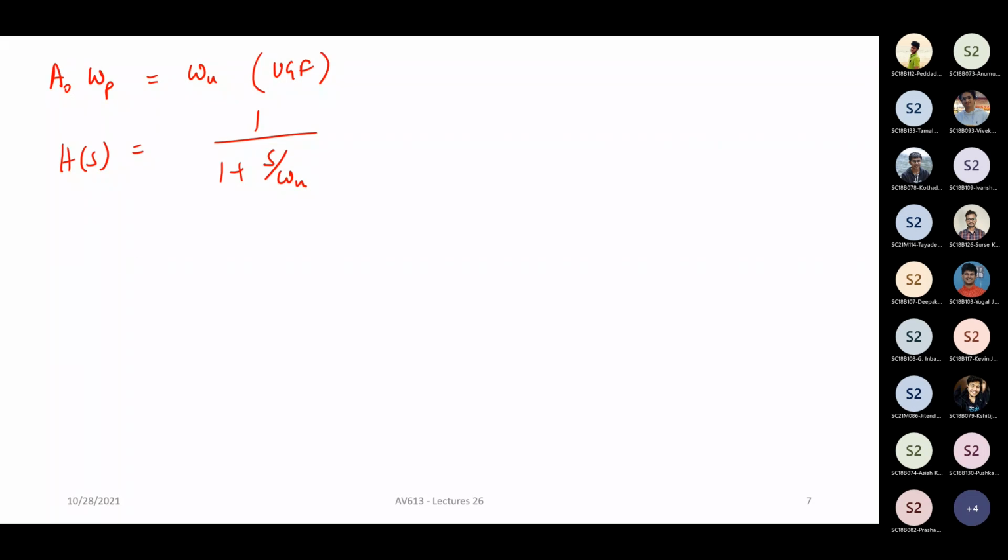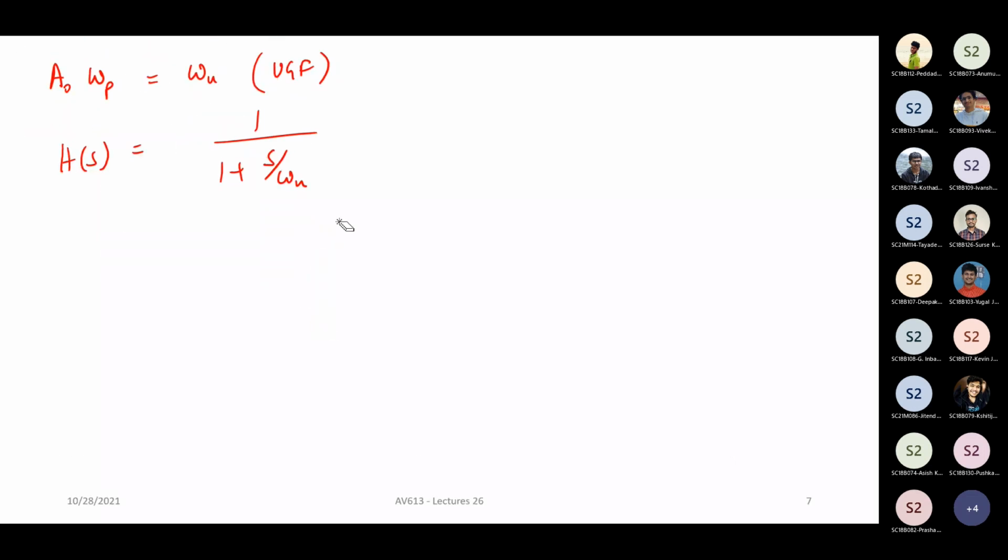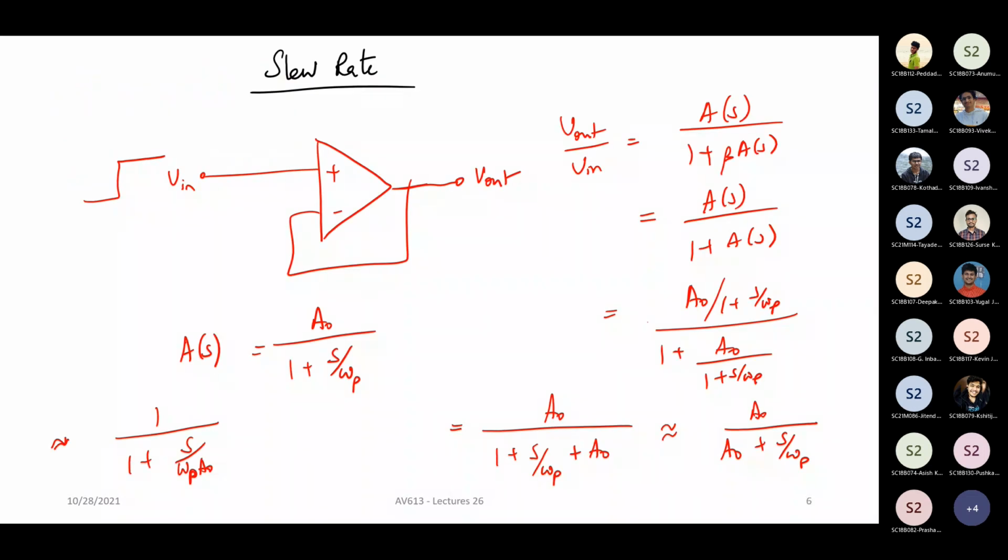Now, if you give a step input to a single pole system like this, what will be its output? How will the output be? Let's say I am having this, anyway, I've drawn the diagram here. This is a single pole system, right? This whole transfer function from here to here is 1 by 1 plus S by omega U. What will be the output? In the time domain, just tell me graphically how it will look. It will not be that much straight, so it will be ramp like.